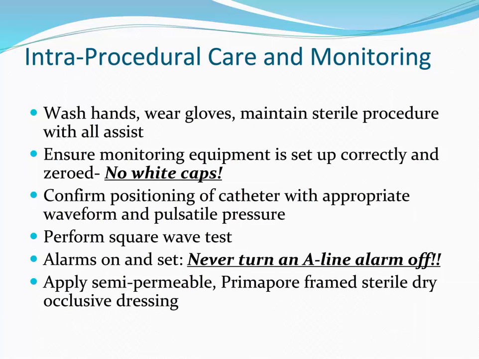Intraprocedural care and monitoring for an A-line includes washing your hands, wearing gloves, and maintaining sterile procedure with all assists. Ensure that your monitoring equipment is set up and functional. Once the line is in place, hook it up and confirm the positioning by displaying an appropriate waveform. Perform the square test to evaluate the quality of waveform and accuracy of reading. Double check to make sure your alarms are on and parameters are appropriate for your patient. Secure a sterile Primapore framed occlusive dressing.